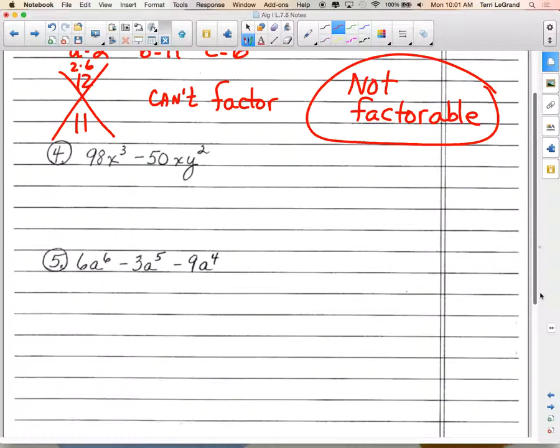It's not factorable. Why not? Because it's x cubed, and you can't square 98 and get 50. Well, I think you all forgot something. Already? Are you kidding me? What's the first thing we have to look for? GCF. So you're telling me there's no GCF for this?